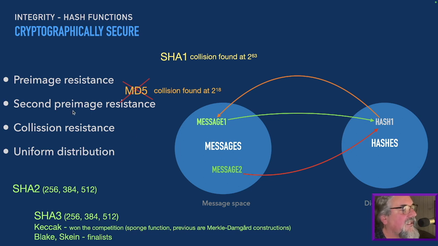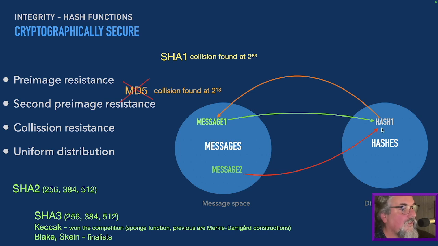So second pre-image means that if you have message one, it gave one hash. Then I have a second pre-image, message two, that hashes to the same hash. That should not be possible. It is, of course, theoretically possible, but it should not be possible to find a second pre-image in just 2 to the power 18 iterations. Okay, that's too easy to be considered safe.